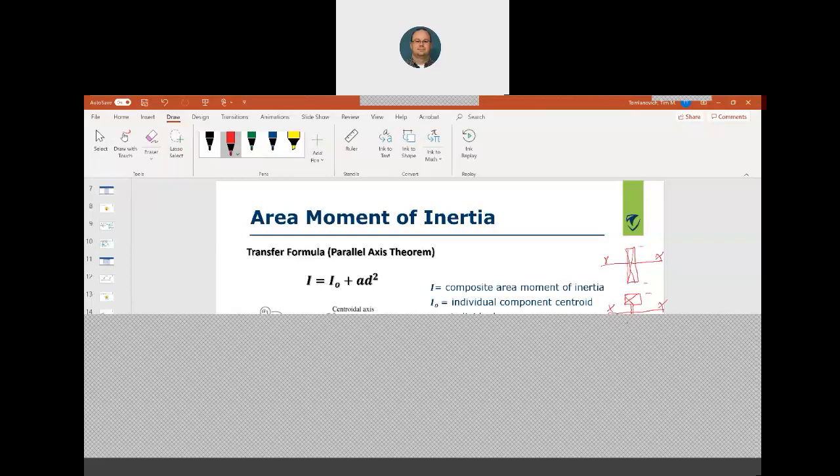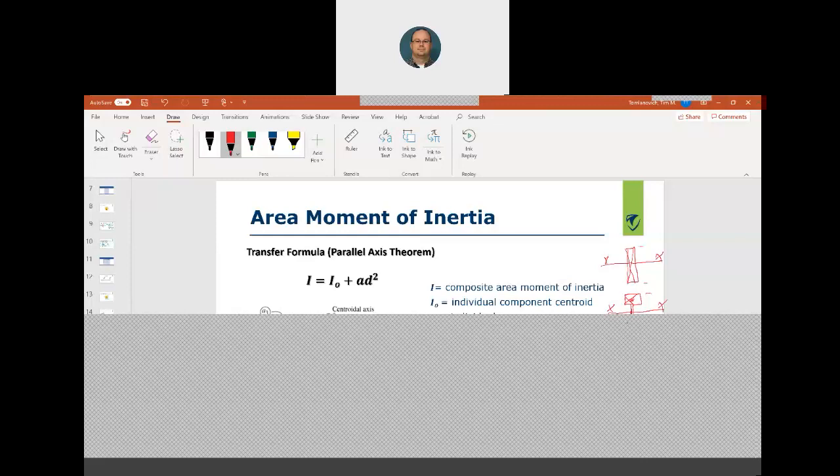So the transfer formula: I is the composite area moment of inertia. I naught, or I sub 0, is the individual component centroid moment of inertia. If I look here, I have 1, 2, 3. Here I have 1. So here are the individual component centroids. I have 3 objects here. A is the individual component area, so I figure out the area of each component. And d is the perpendicular distance between the parallel axes.